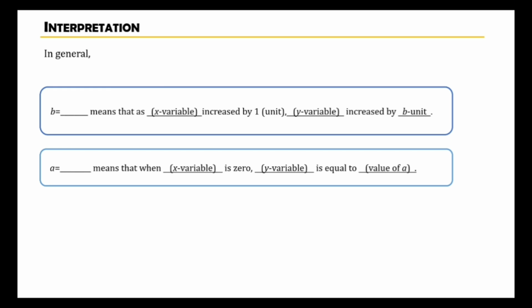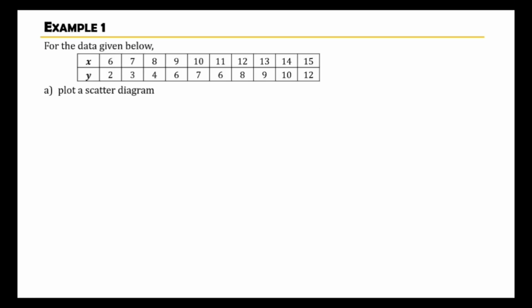Again, you must remember this. The value of b means that as the x variable increases by 1 unit, the y variable increases by b units. The value of a means that when the x variable is 0, the y variable is equal to the value of a. Example 1. For the data given below, plot a scatter diagram.